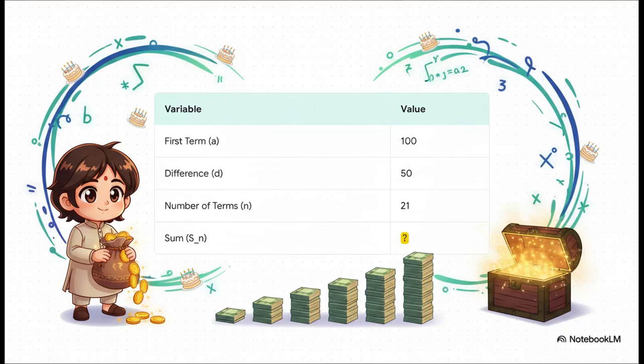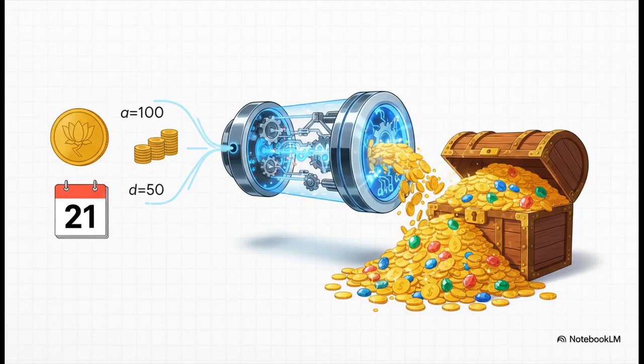Okay, so the first term, A, is the 100 rupees she started with. The common difference, D, is that 50 rupee increase she adds every year. And the number of terms, N, is 21 for those 21 birthdays. The only unknown is the total sum, which we call S sub N. Now, we just plug these numbers right into our formula. We get 21 over 2 times 2 times 100 plus 20 times 50.